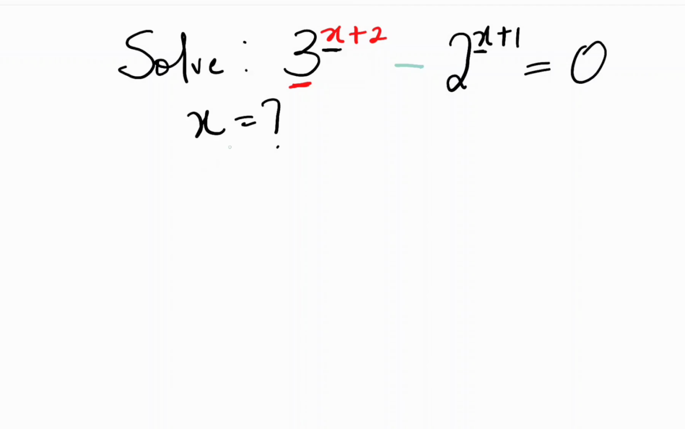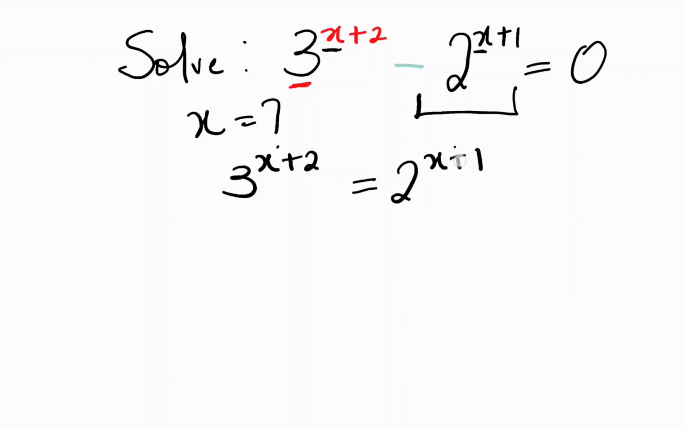But first thing we have to do is note that we have to make the terms be on both sides of the equation, so we basically have to add plus 2 to both sides, or we say that 2 power x plus 1 has to cross the equality sign. So we write it as 3 to the power of x plus 2 is equal to 2 to the power of x plus 1. So at this stage now, they are on both sides.